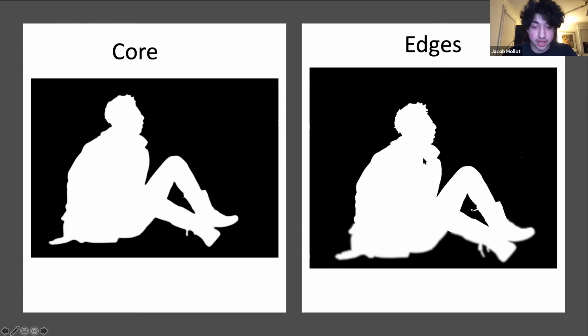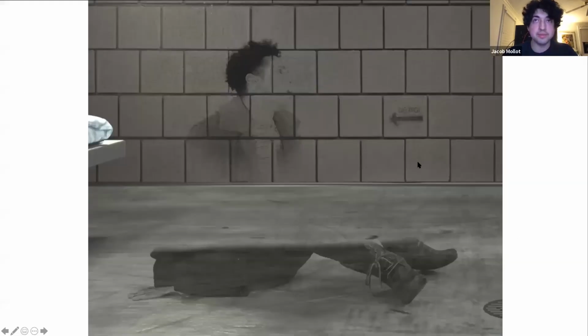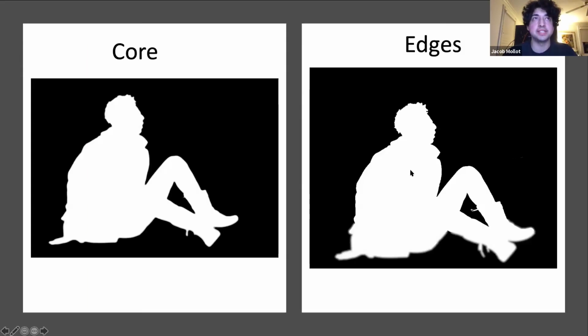And my edges were really bad a lot of the time, which is why I had to use Nuke a lot of the time, because I had to key many different parts of the body separately. And this is what an alpha looks like. This is an alpha channel.